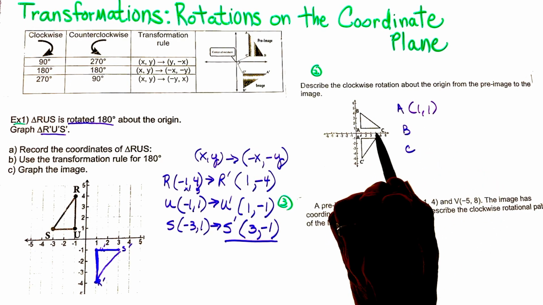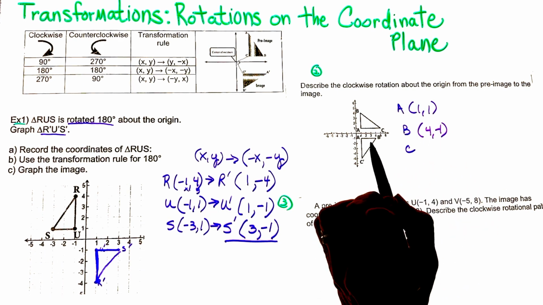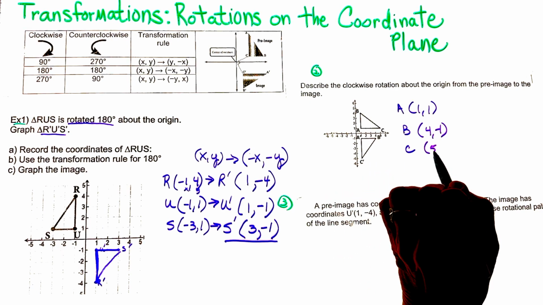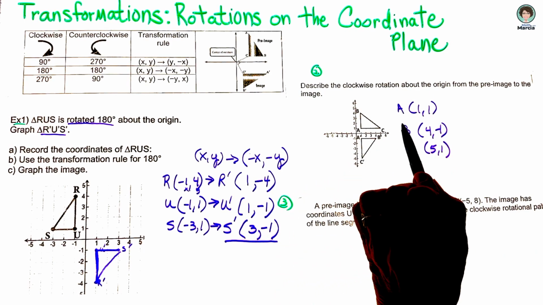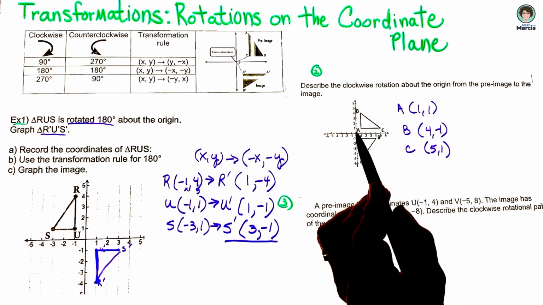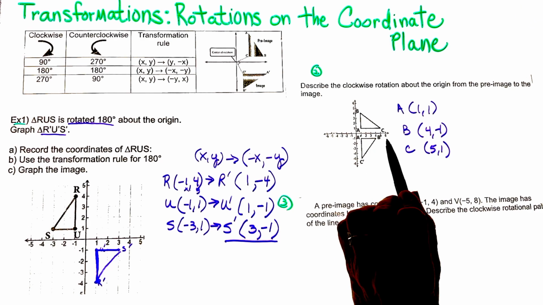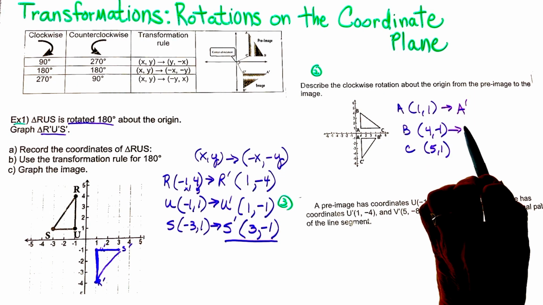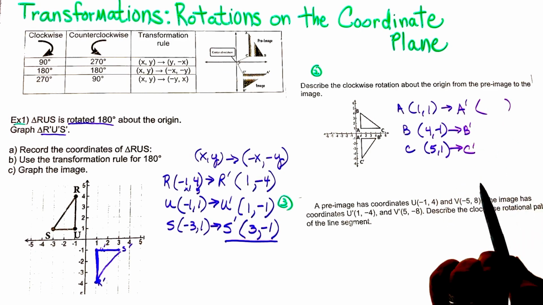B is at a 4 and a negative 1. And C, that is a 5 and a 1. So those are my 3 points that I have given in my pre-image where we're starting. Again, we know that this is the second one because it has those prime marks. So let's see what A prime, what B prime, and what C prime ordered pairs are going to be.